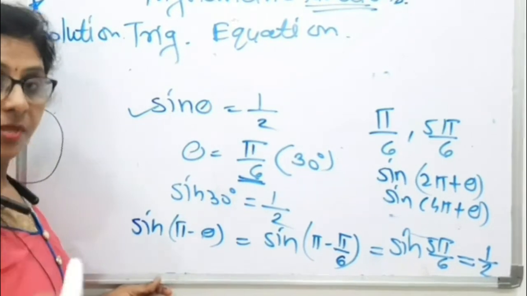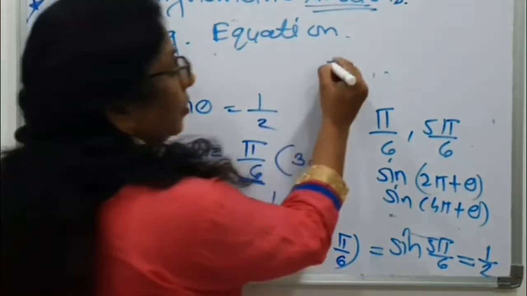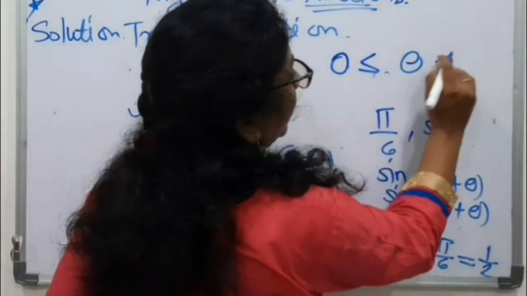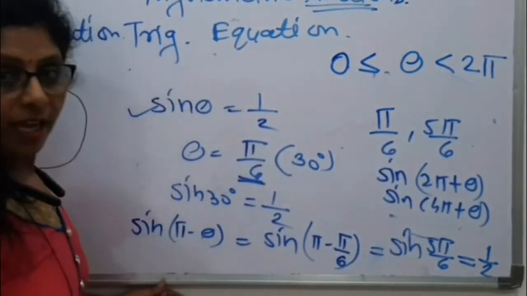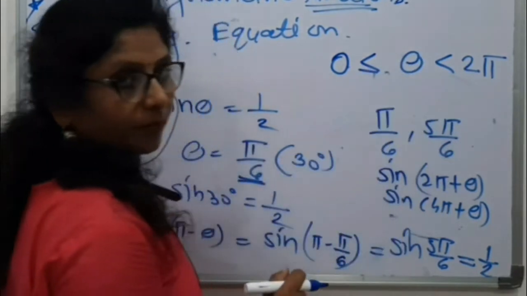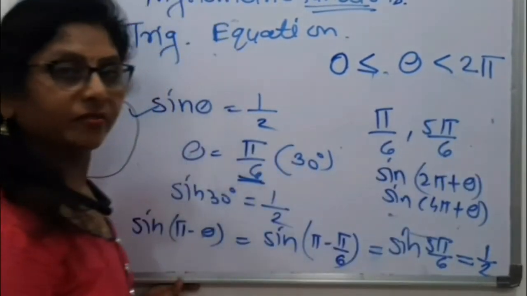But for the principal solution, we want those solutions which are between 0 and pi, not 2 pi. If the solutions are between 0 and 2 pi, it may be equal to 0 but must not be equal to 2 pi.